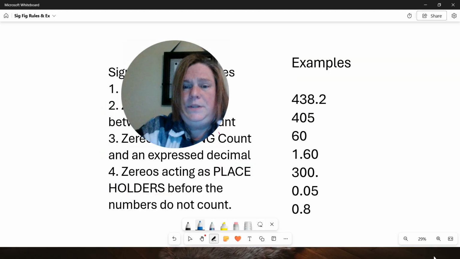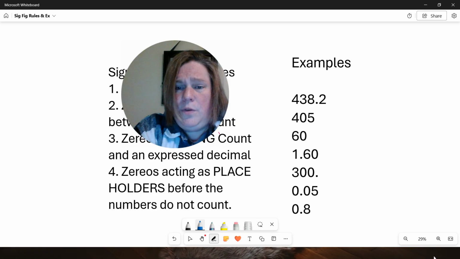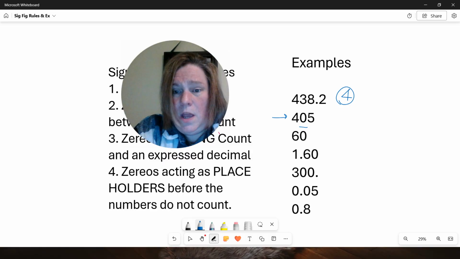So we have some examples here. Let's look at the first number, 438.2. The 4, the 3, the 8, and the 2 are values between 1 and 9. Therefore, all four of those values in a measurement will be considered significant. So there's four significant numbers. 405. The 4 and the 5 we know are going to be significant, but what about that 0? It is actually wedged between two significant numbers. Therefore, it counts too. So there are 3.